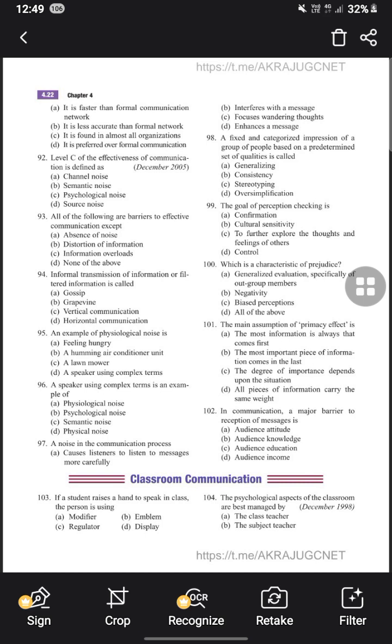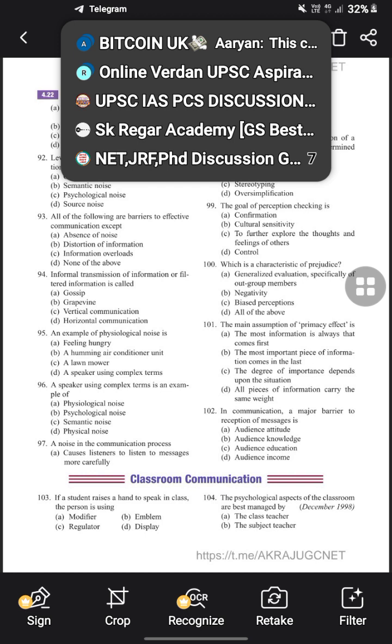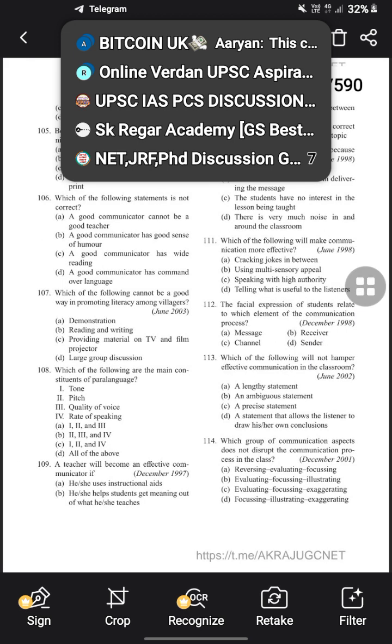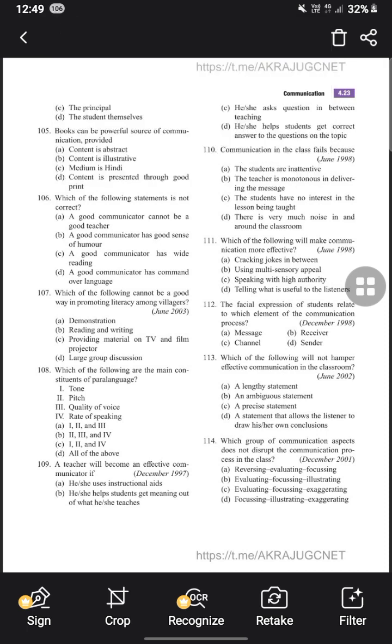If a student raises a hand to speak in a class, 103 is B, that is implying. The psychological aspects of the classroom are best managed by 104, the class teacher. Now the next one. Books can be a powerful source if content is illustrated. Which of the following statements is not correct? That a good communicator cannot be a good teacher. Which of the following cannot be a good way of promoting literacy? 107 is C, that is providing material on TV and film projector.